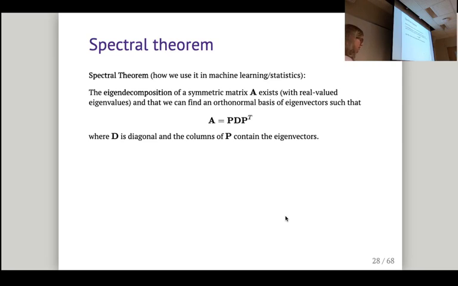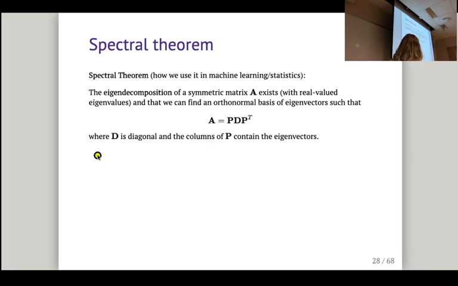Okay, so here's how we use the spectral theorem. The spectral theorem, again, tells me that I can take a square matrix and decompose it based on the eigenvalues and the eigenvectors. So what we end up doing is creating what's called a PDP decomposition, or an eigen decomposition. The eigen decomposition of a symmetric matrix exists and looks like this.